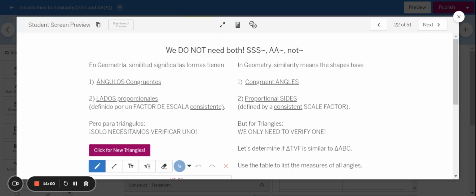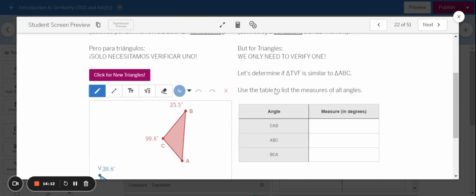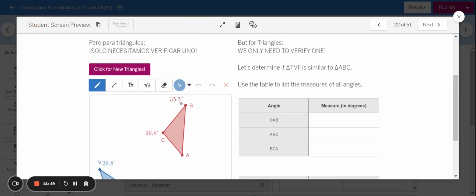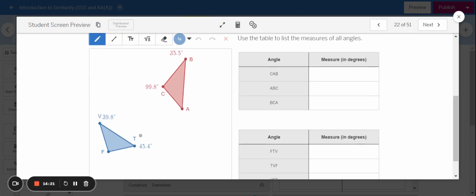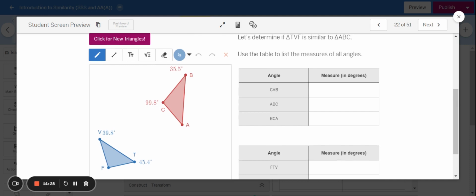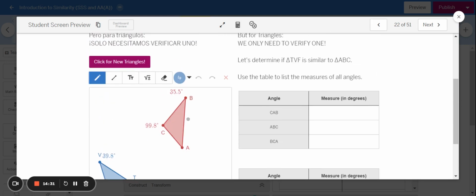So once again, the rule is that similarity has to have congruent angles and proportional sides. If that does not happen, they are not similar. But for triangles, we only need to verify one of those two. So we're going to determine if triangle TVF is similar to ABC. And to do that, this time they gave us angles. So notice they gave us two angles here, and they gave us two angles down here. They're asking us to fill out these angle measurements. So if you haven't already, please pause and fill out these angles. If not, you can follow along with me if you need to.